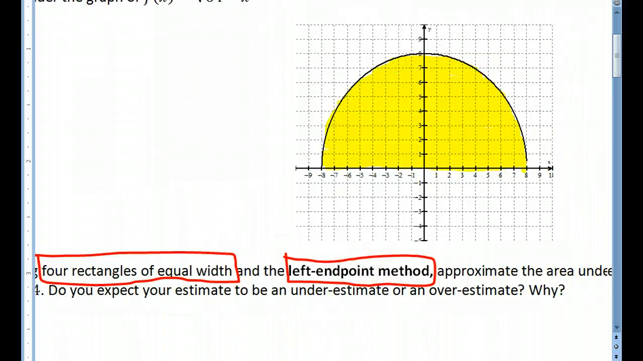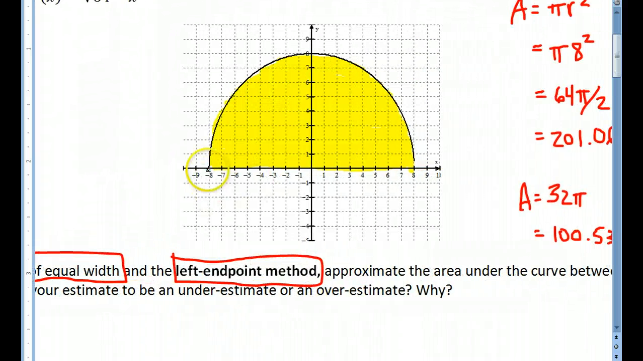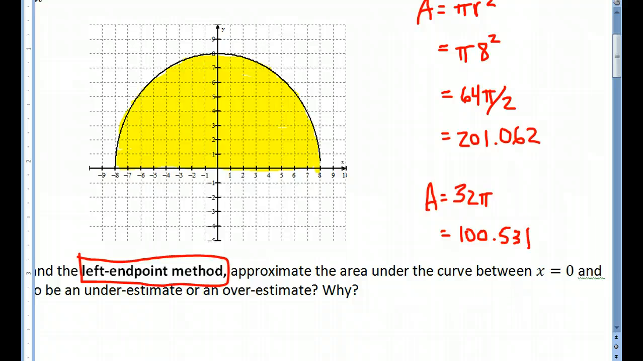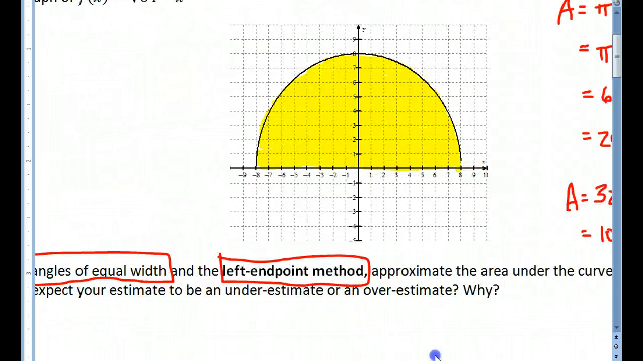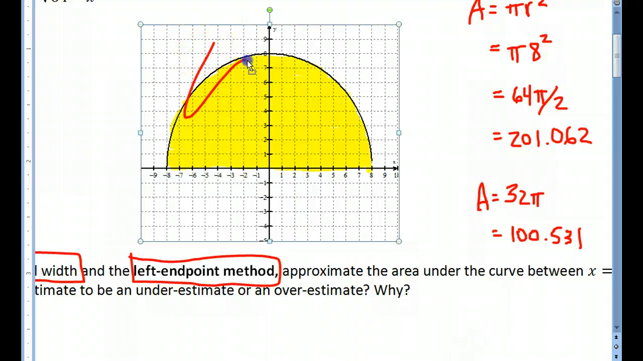Okay, so here's what this looks like. Between x equals 0 and x equals 4. Alright, so I don't care about this right now. I'm just going from 0 to 4. Okay, this area, so I also don't care about this. I only care about 0 to 4.